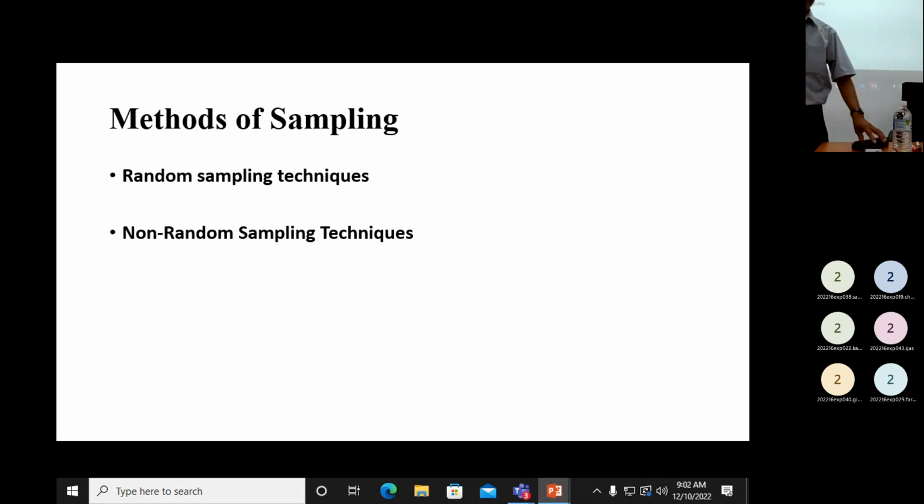Sampling. Methods of sampling means random sampling technique and non-random sampling technique. Two types of technique.